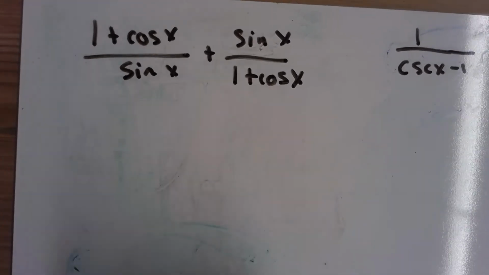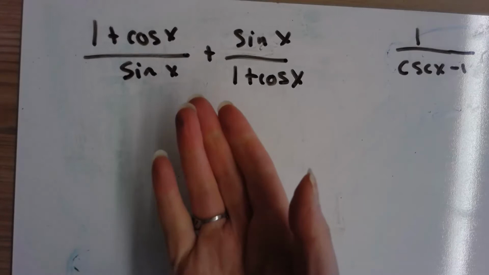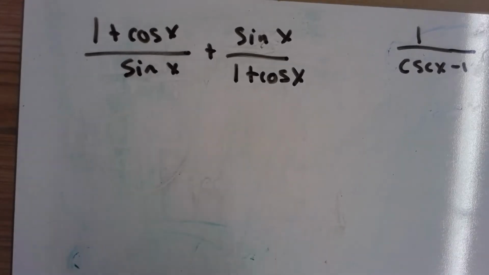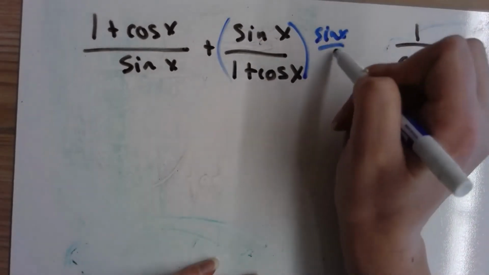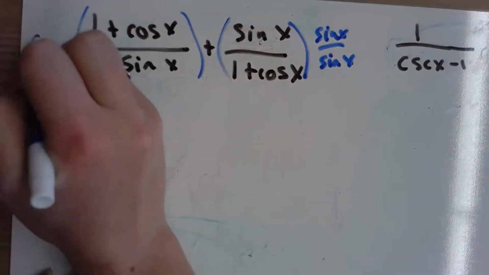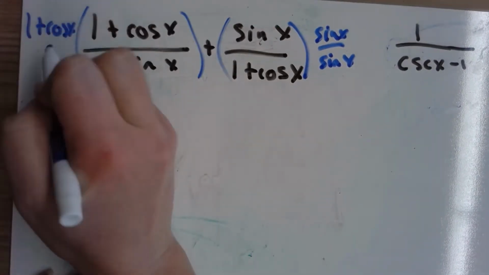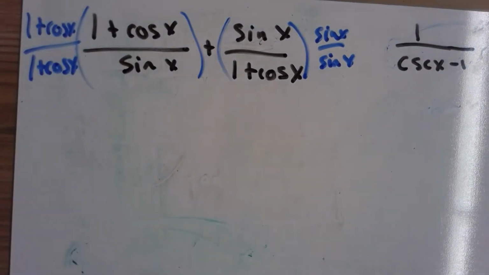Okay, first thing we want to do is, in this case, we want a common denominator. I can't do anything with them separate. They're already in sine and cosine, so I actually need to stick them together. So I'm going to times this by sine x over sine x, and I'm going to times this side by 1 plus cosine x. Okay, that should give me a common denominator.